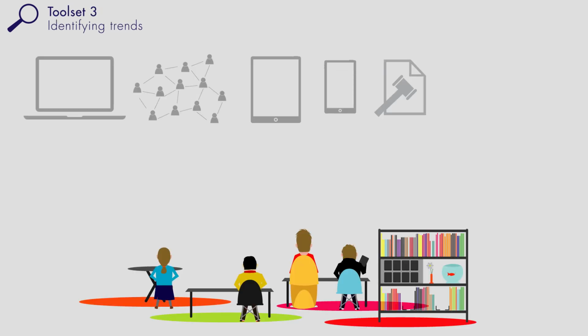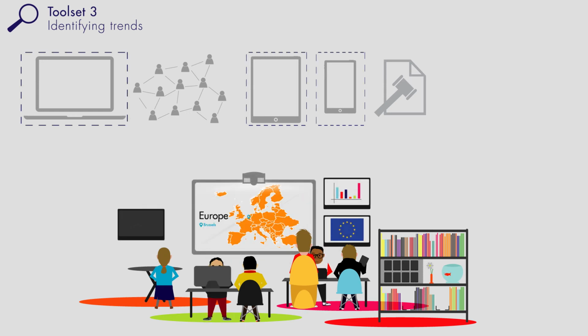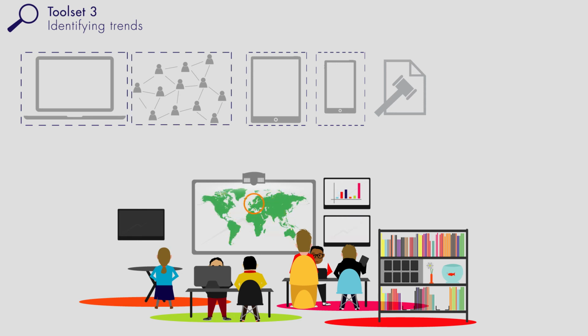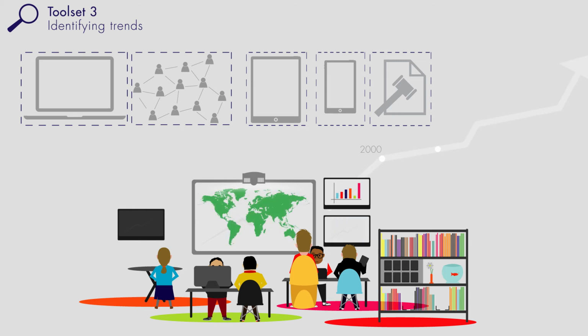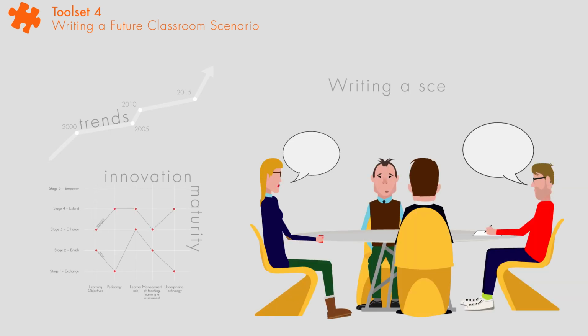Toolset 3 deals with another familiar topic: trends. Trends are the building blocks of a future classroom scenario. Trends such as increased use of certain technologies, changes in interactions such as those created by social networking, and other factors such as policy priorities and curriculum developments, all need to be considered by educational practitioners in their planning and operation. Toolset 4 explains how to use all this information on trends and innovation maturity to build a future classroom scenario. This is normally done as a workshop activity where the important stakeholders get together to share ideas, knowledge and experiences.